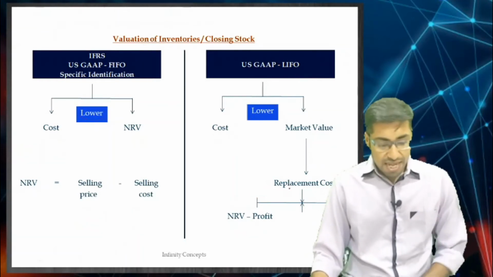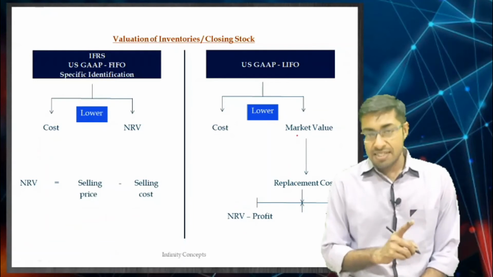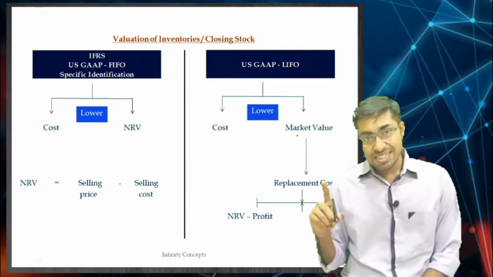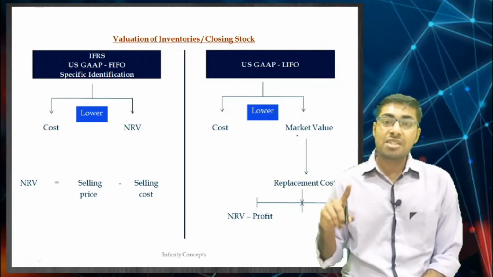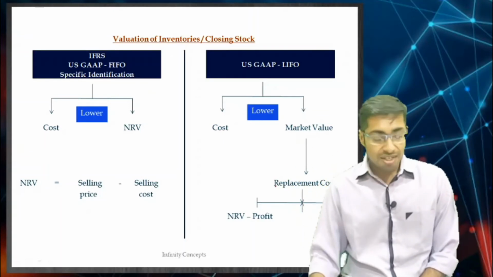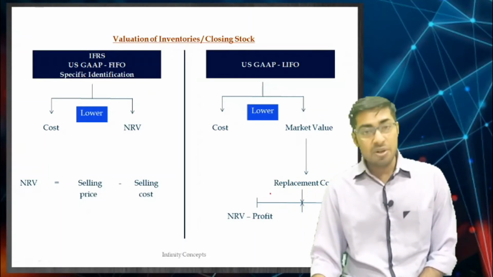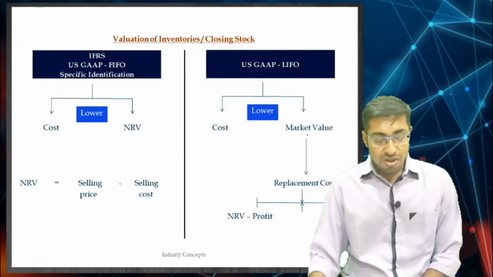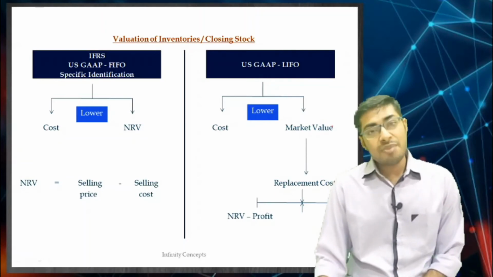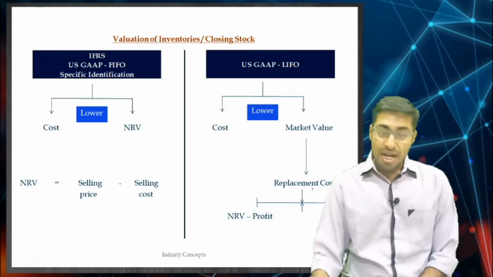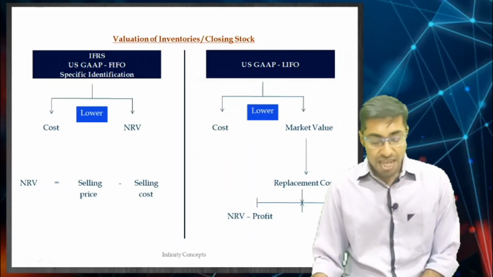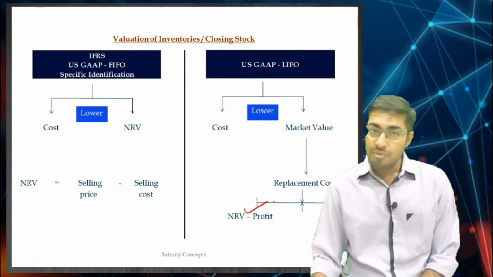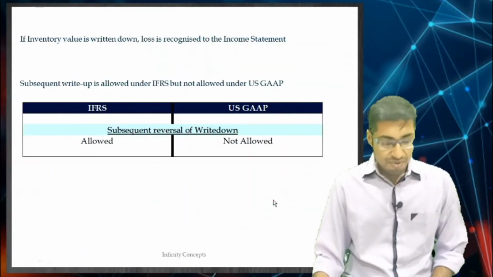So when we go to the inventory chapters, we will be using this particular formula, and we will also be doing sums on it. Cost or market value, whichever is lower. If someone asks you what market value is, it is the replacement cost, and that replacement cost will have to be between NRV and NRV minus profit. Fine, so now we will go ahead.